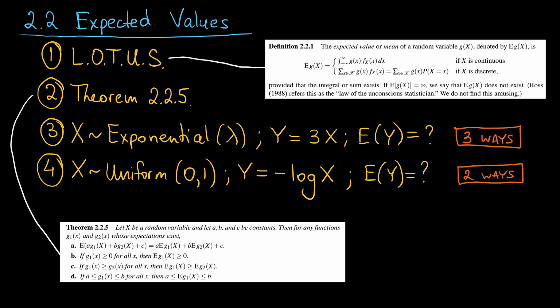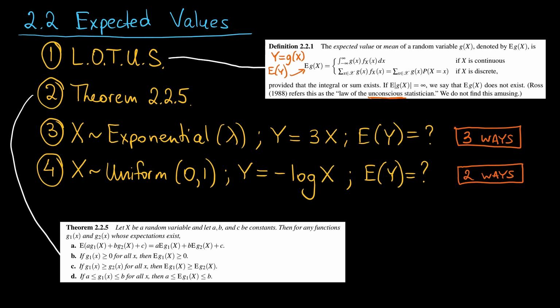So LOTUS, the name is very suggestive here, right? Because it's got the word unconscious in there, which kind of implies that we may have done something accidentally, unconsciously. So imagine that we have a random variable Y, which is a deterministic function of the random variable X. And now we want to know the expected value of this random variable Y. All right, so that's what we're trying to figure out.